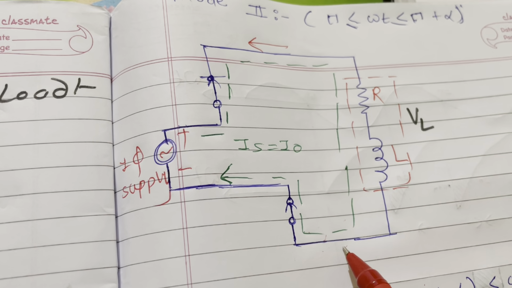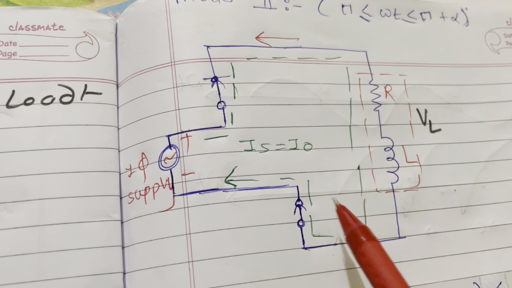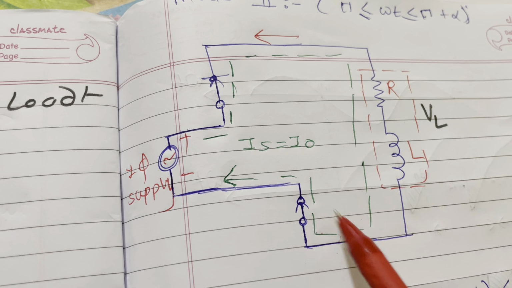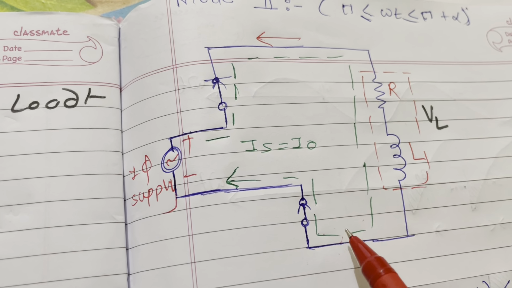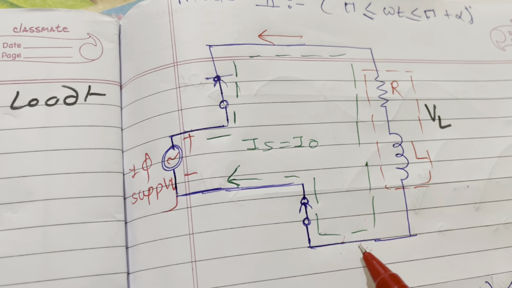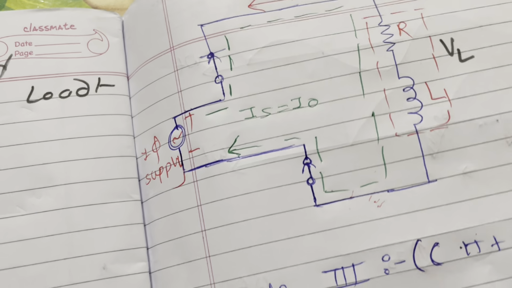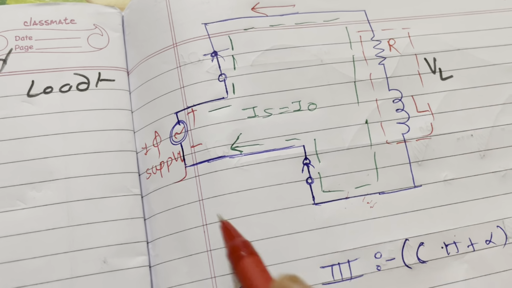This self-induced voltage is high enough to keep SCR1 and SCR2 forward biased against the negative supply voltage, so SCR1 and SCR2 continue to conduct even after the supply voltage has become negative.